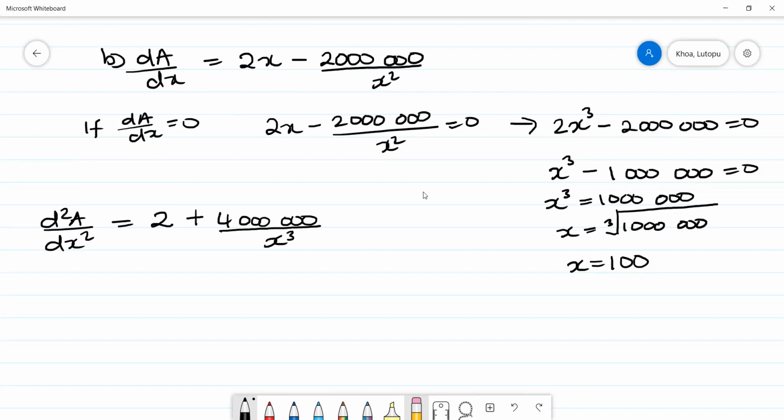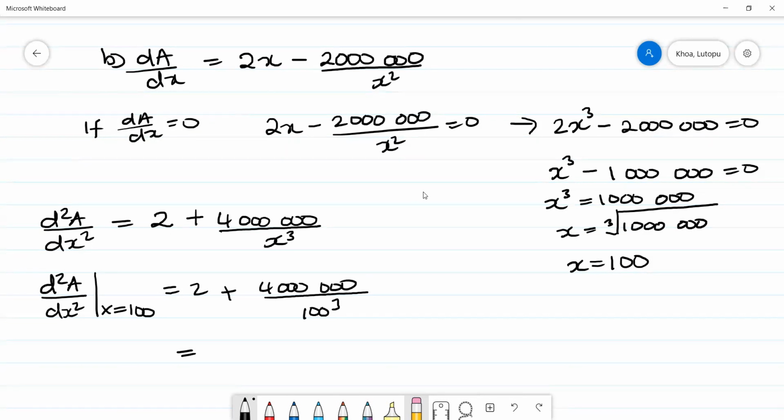Okay, and then we're going to substitute 100 here. So d2A/dx2, when x is equal to 100, we have 2 plus 4 million over 100 cubed. And this gives us 2 plus 4, which is 6. 6 is greater than 0. Therefore, it is a minimum. Okay. So we have shown that.